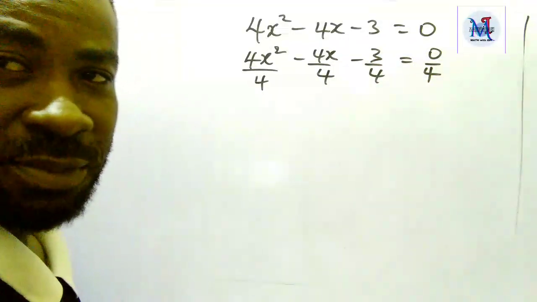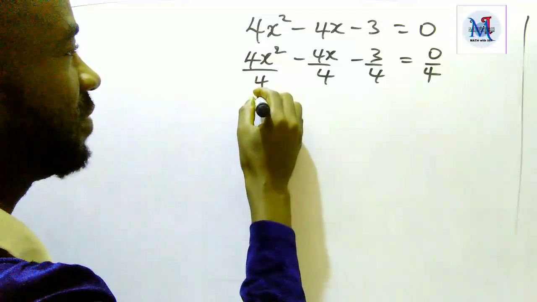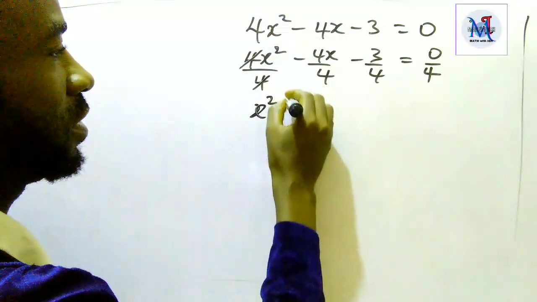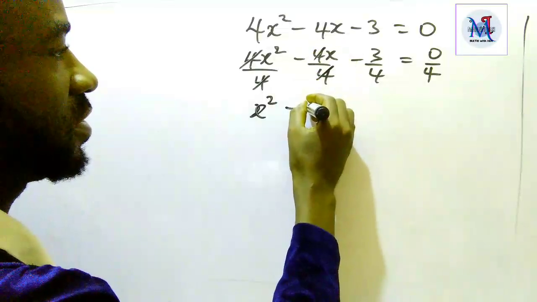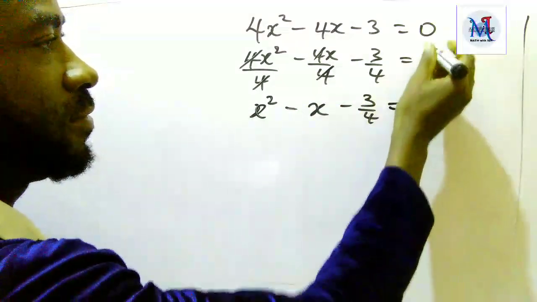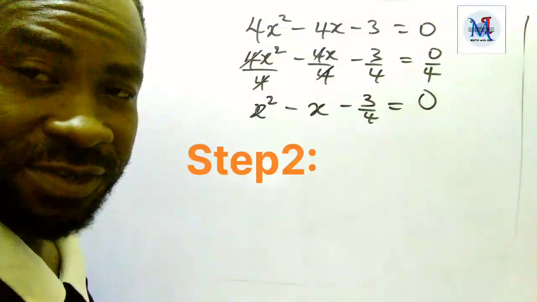So this is our first step. And when you do that, this will give us x squared, because this 4 will cancel this 4. And then this 4 will cancel this. You are left with x. And then we still have 3 over 4. 4 divided by 0 is 0. So this is our first step.